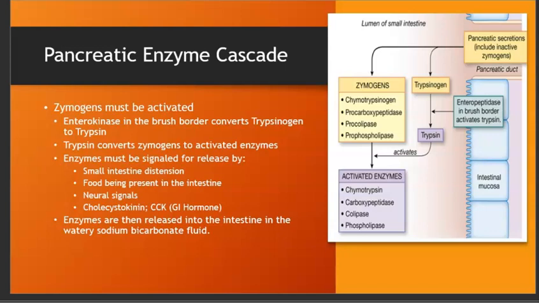Trypsin then activates these other zymogens, the chymotrypsinogen, procarboxypeptidase, procolipase, and prophospholipase. Those are all activated into enzymes. So the chymotrypsin, carboxypeptidase, colipase, and phospholipase.